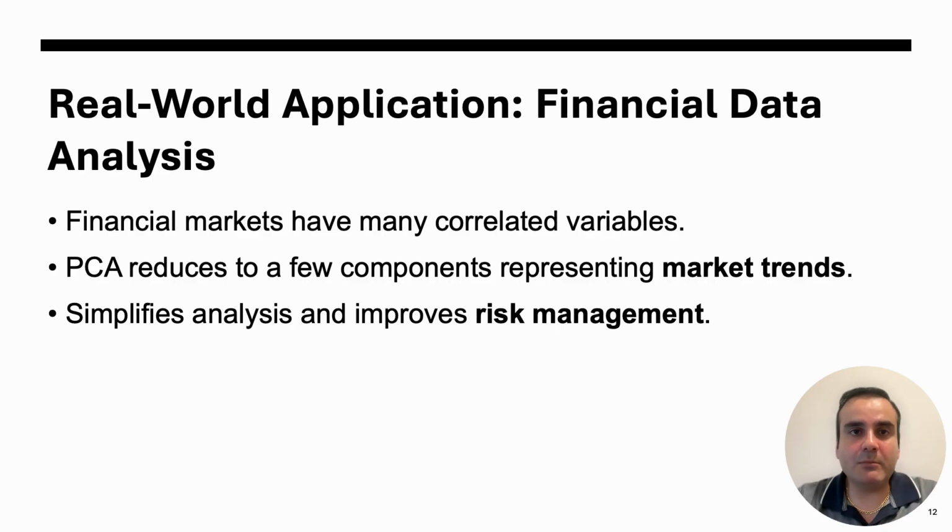Financial datasets are often complex and noisy, involving thousands of variables like stocks, bonds, commodities, and currencies. Many of these financial variables are highly correlated. PCA simplifies the problem by finding new components that summarize the market's main trends. Instead of analyzing each stock individually, analysts can focus on just a few principal components that capture most of the market behavior. This not only makes the analysis easier, but also improves risk management and portfolio optimization because it highlights hidden relationships among financial assets.